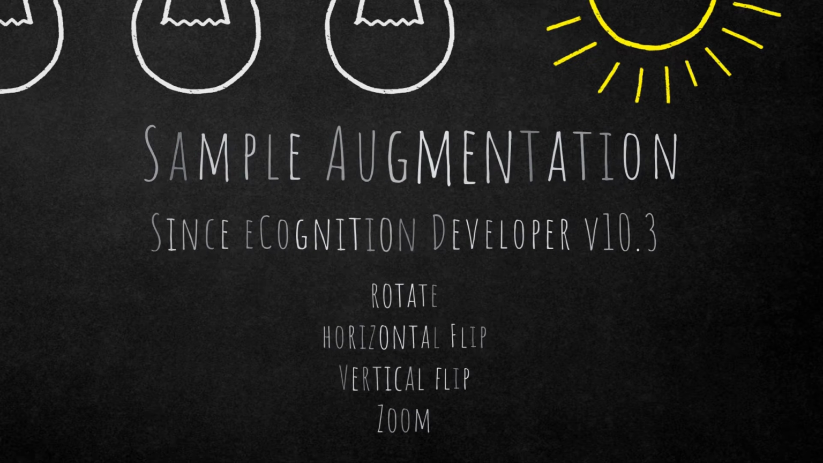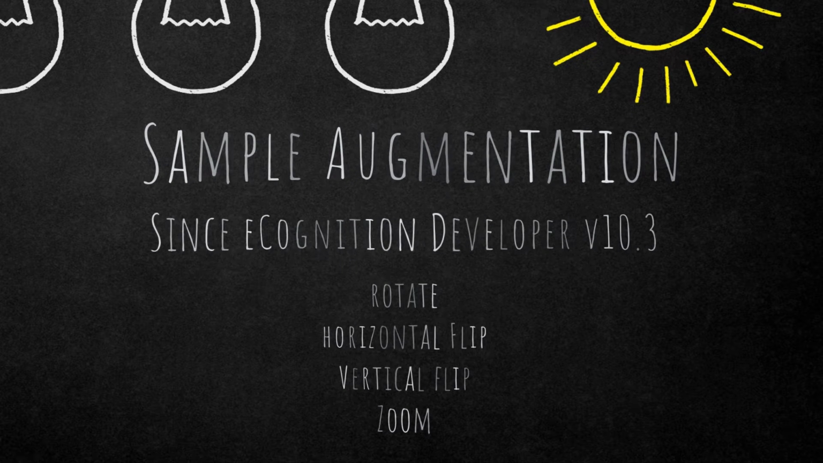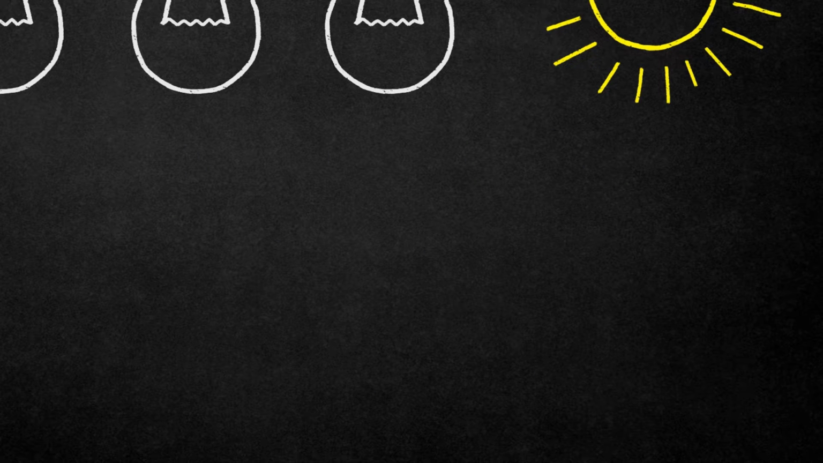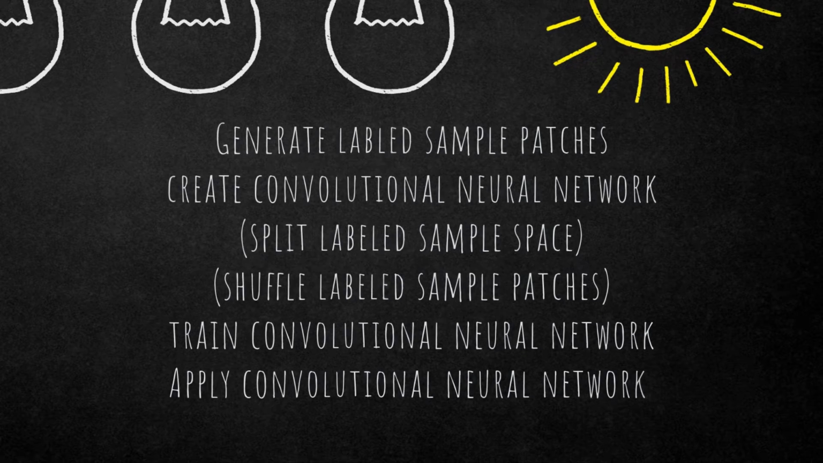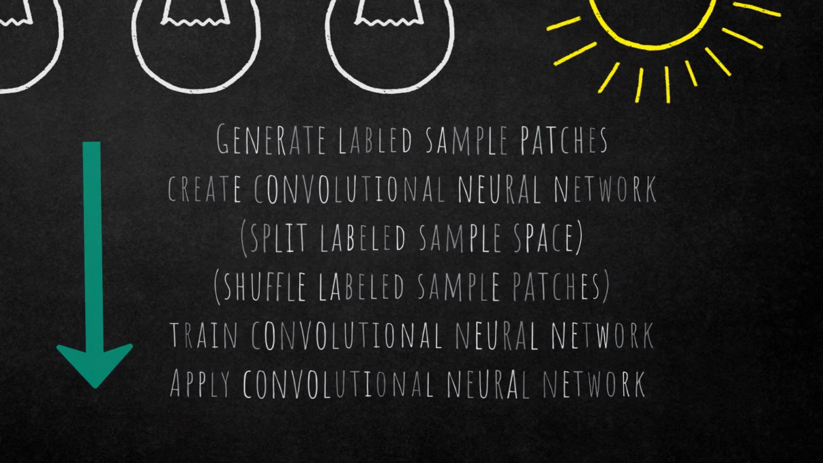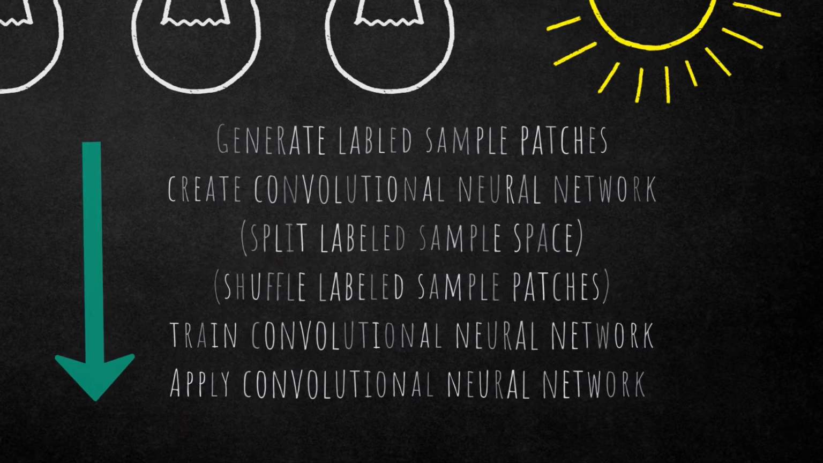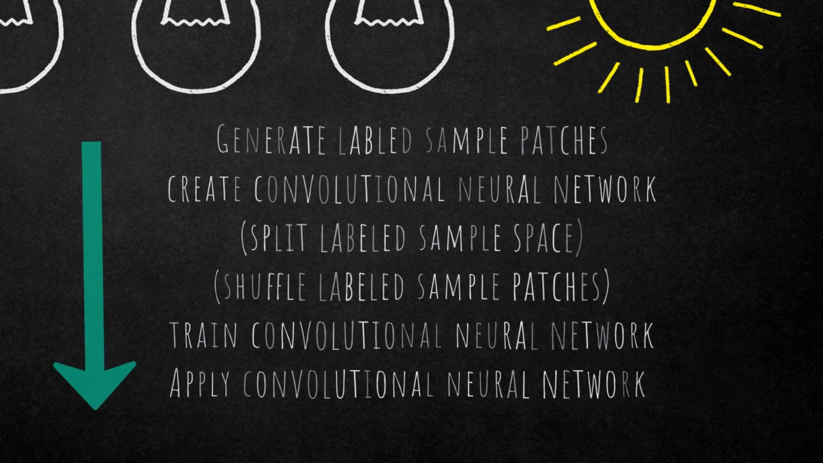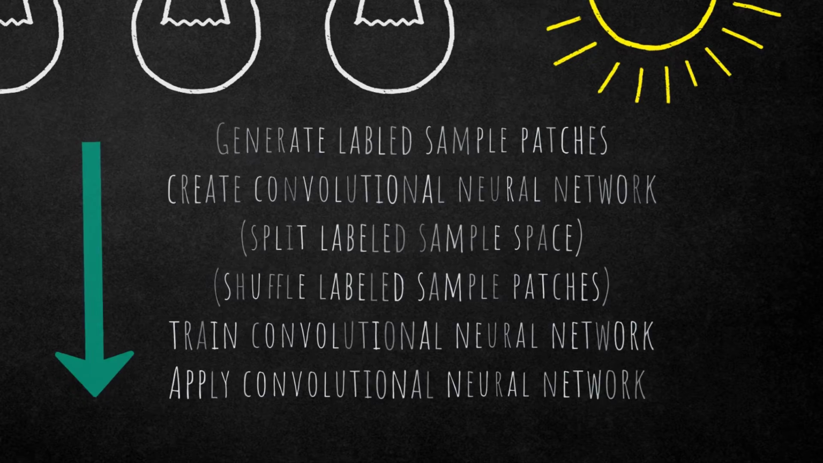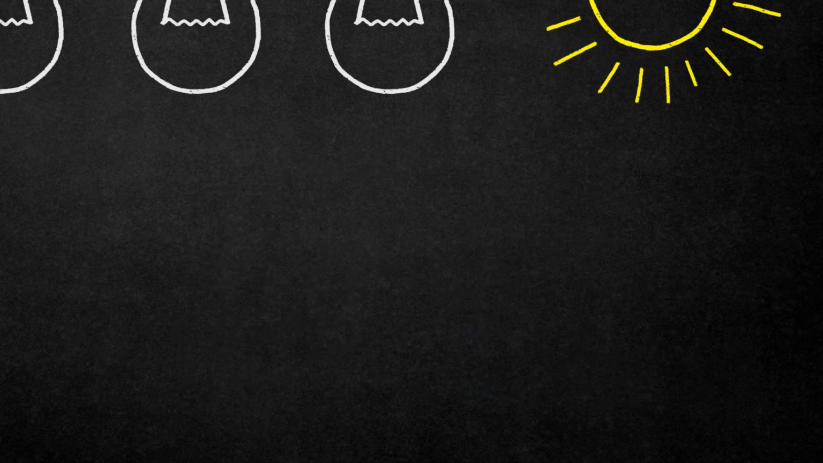So this algorithm is part of the CNN workflow, so deep learning, convolutional neural networks. The principal workflow in eCognition would be: you generate labeled sample patches, you create a model, you train the model, and you apply it. And there you have your deep learning model implemented, created, and trained, and the labeled sample patches within eCognition. So one environment and there you go. Let's have a look at the generate labeled sample patches algorithm.